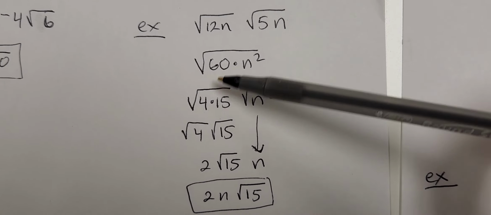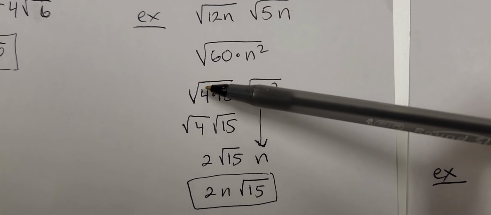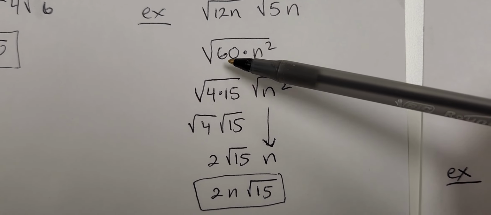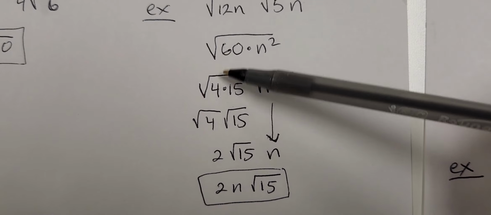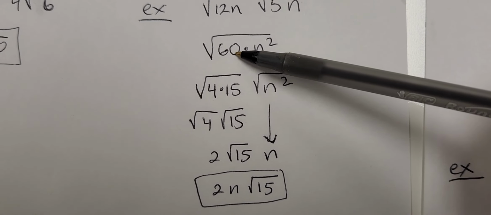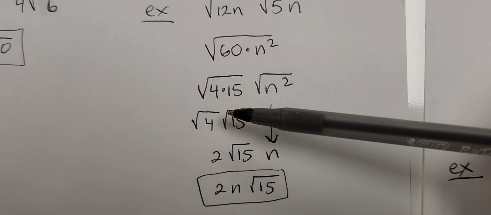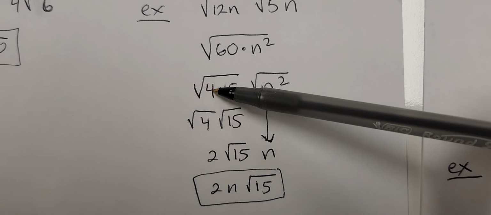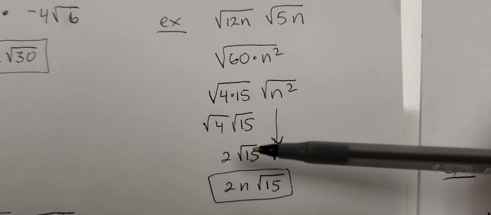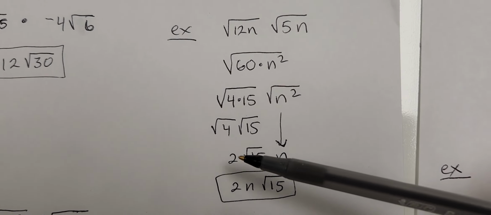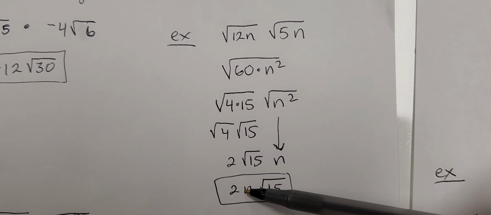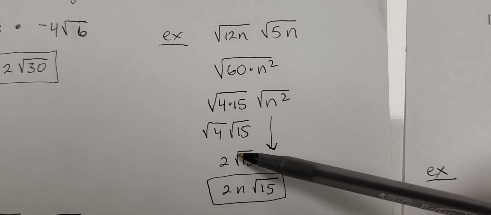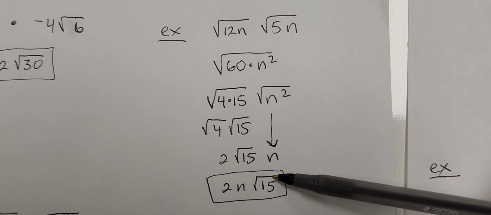I chose 4 and 15 because 4 can be square rooted, 15 cannot, so I leave it alone. At least one of the numbers that multiply to give me 60 can be square rooted. When you choose a number, make sure one of them can be square rooted. And this is the final answer. Make sure the 2 and the n go in front. Anything that cannot be square rooted, or is still in radical form, goes in the back.